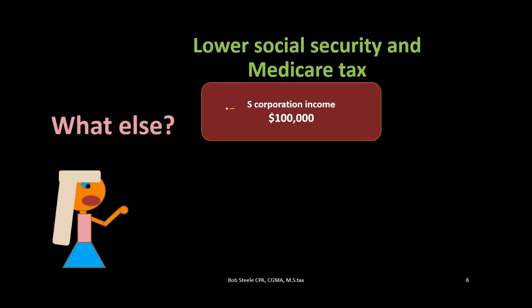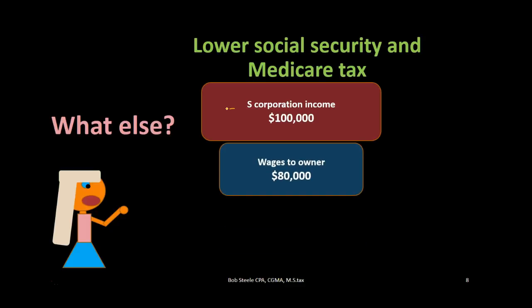So the IRS requires that you would have to pay yourself a reasonable wage. What is a reasonable wage? We don't really know, so you have to kind of figure that out. The IRS would probably think that the $100,000 is a reasonable wage. We would want to think of a reasonable wage of less than that. Let's say we say a reasonable wage is $80,000.